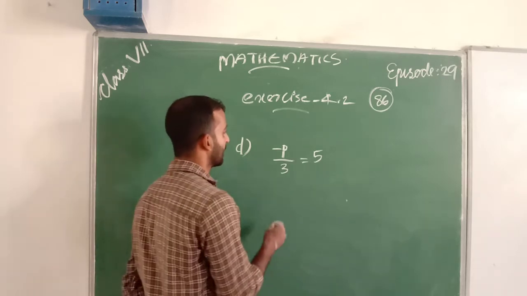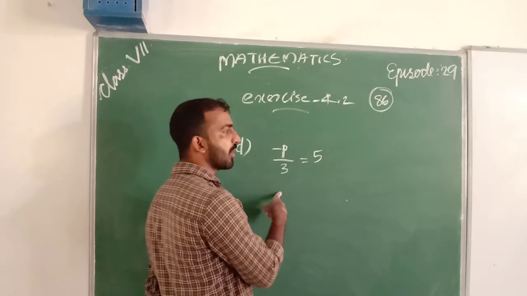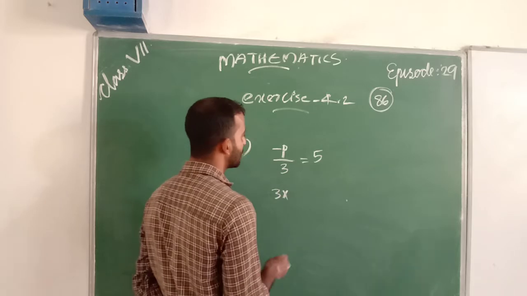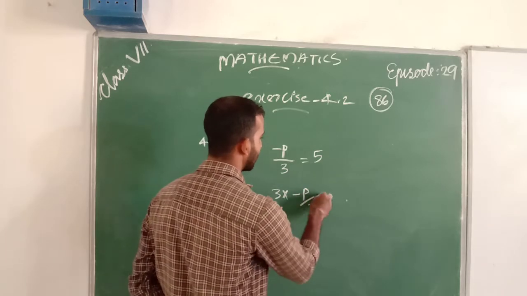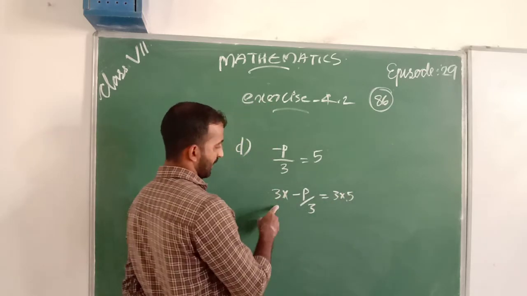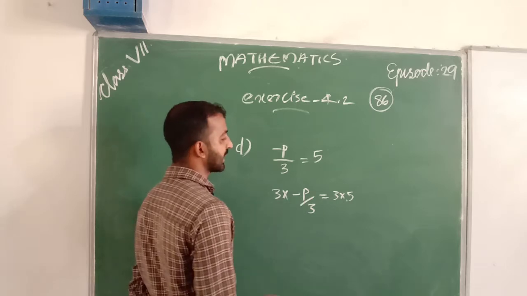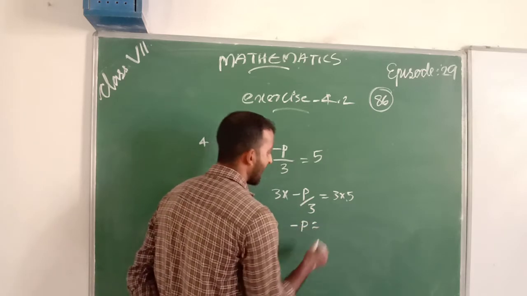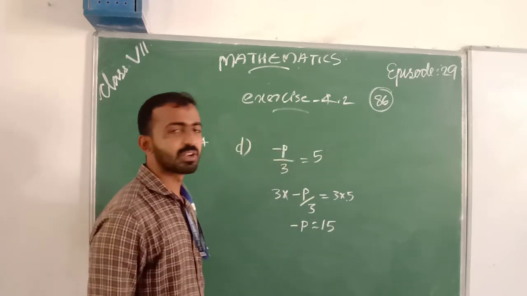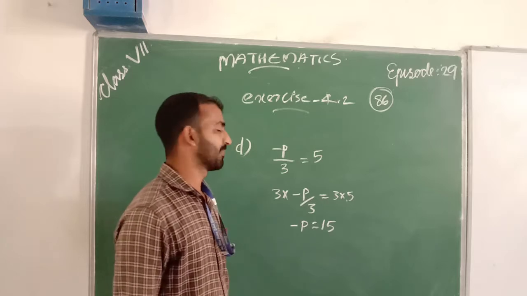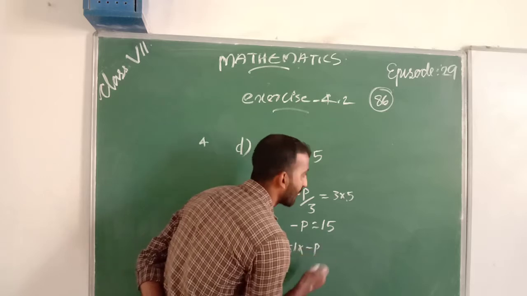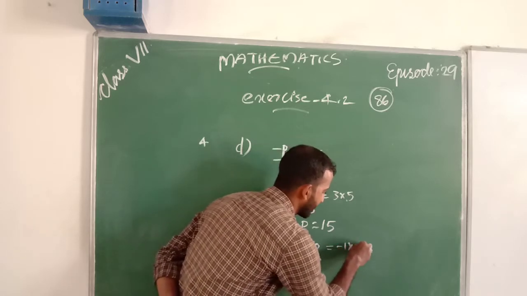Here we can multiply by 3 on both sides. Then we get 3 into negative p by 3 equal to 3 into 5. That is, 3 into negative p by 3 means negative p equal to 15. We multiply by negative 1 on both sides. We get negative 1 into negative p equal to negative 1 into 15.